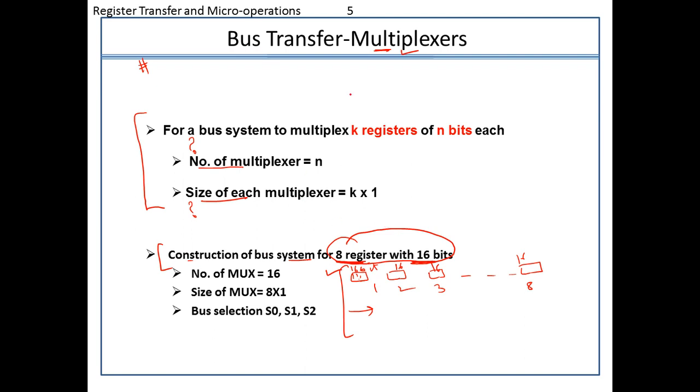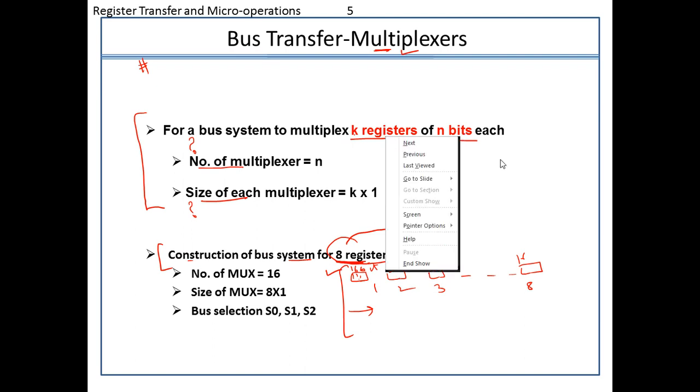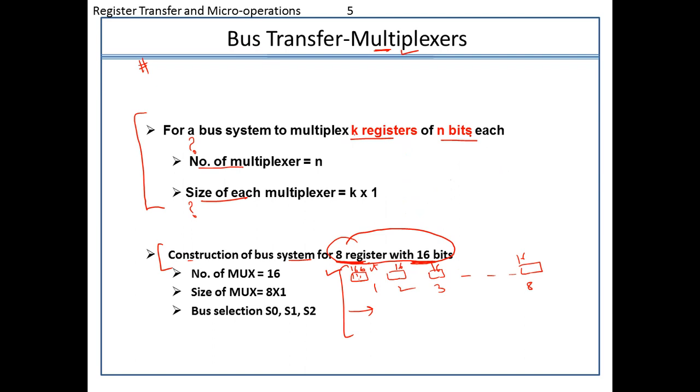So how to do so? The formula is very simple and straightforward. If I am having k registers, each consisting of n bits, then the number of register multiplexers required would be n, which is equal to the number of bits in the register, and the size of each multiplexer would be equal to the number of registers available.